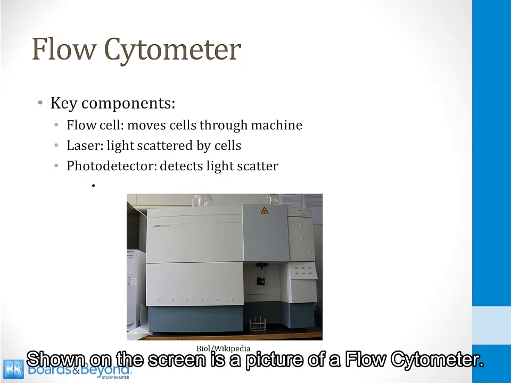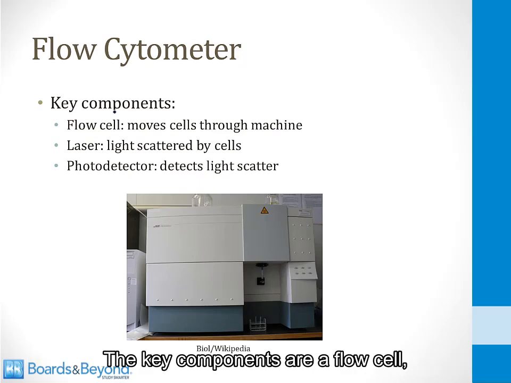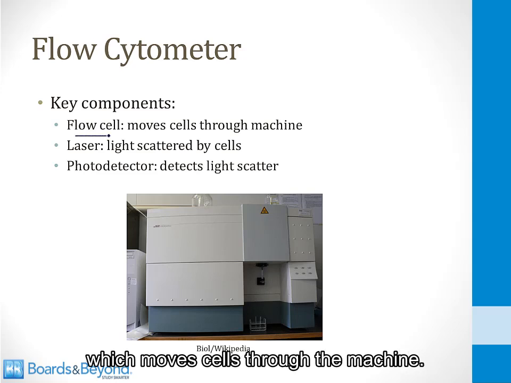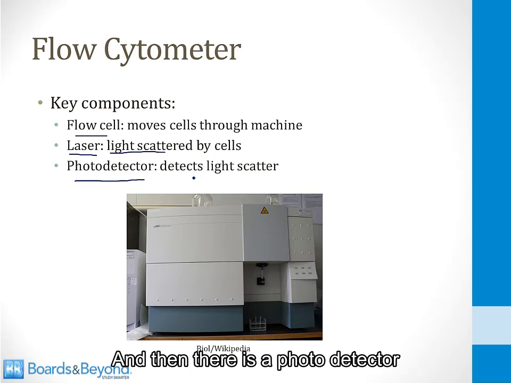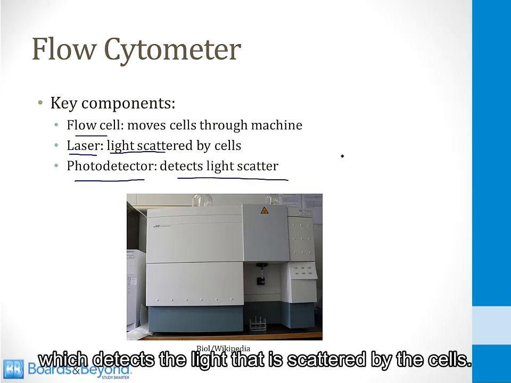Shown on the screen is a picture of a flow cytometer. The key components are a flow cell, which moves cells through the machine. There is a laser, which bombards the cells with light that will be scattered, and then there is a photodetector, which detects the light that is scattered by the cells.